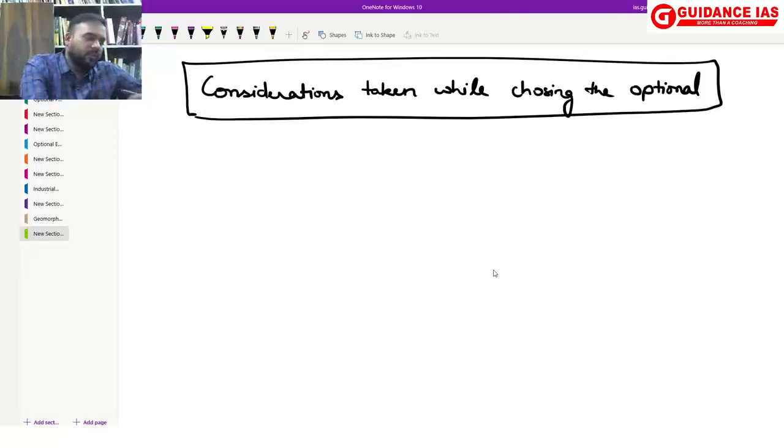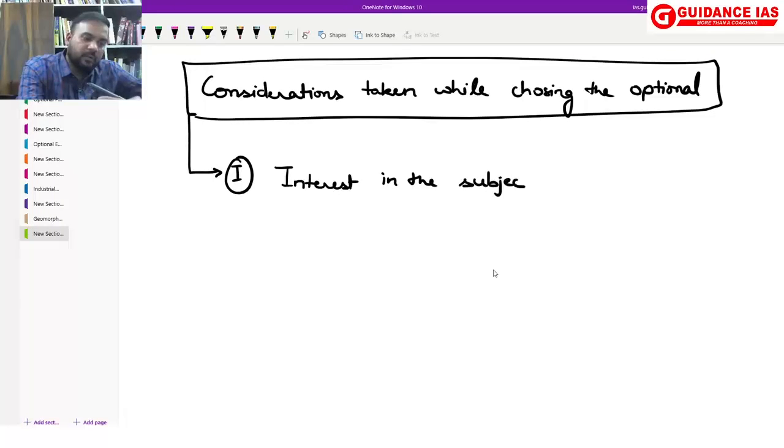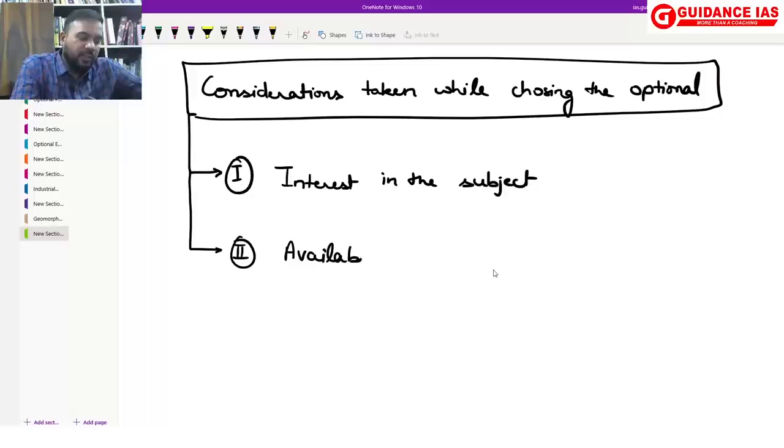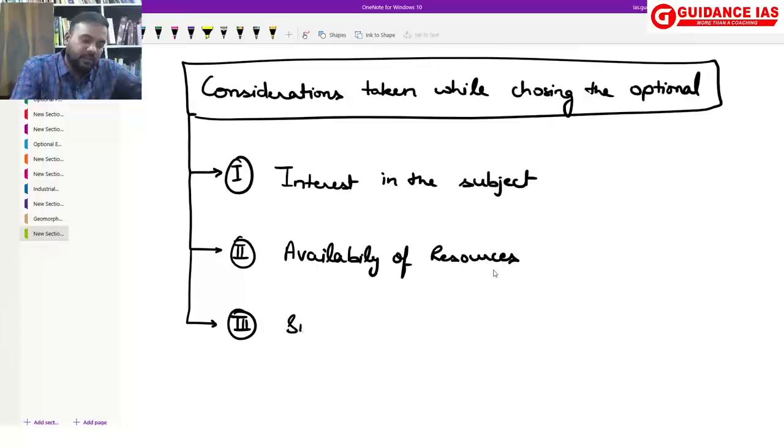Okay, so a number of you are talking about, first, the interest in the subject. Okay, very good. In fact, I also agree with this, that it is a very, very crucial aspect. Second, I would take this, availability of resources. Okay, very, very important. Clearly, the third very important thing, I would say, is the syllabus, the nature of syllabus, should be taken into account.